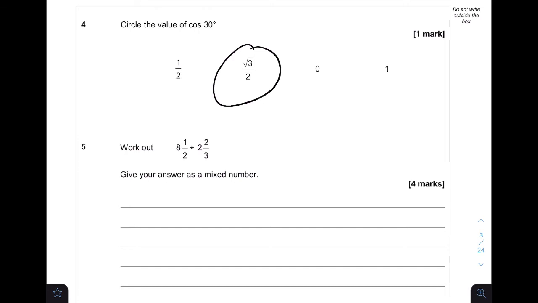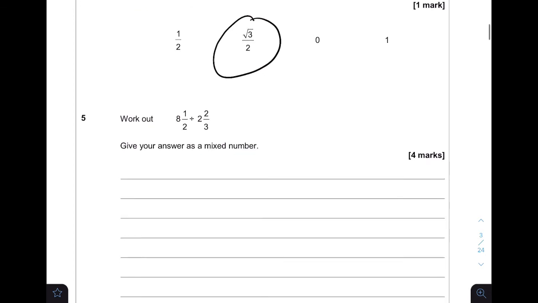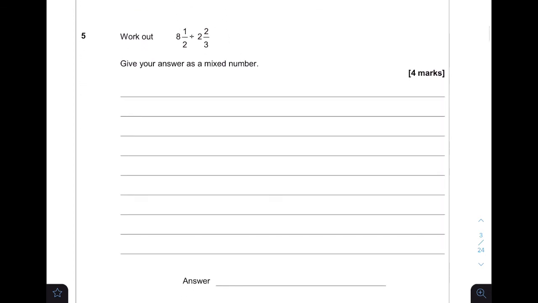Work out 8 1/2 divided by 2 2/3. Give your answer as a mixed number. So what is a mixed number? A mixed number is basically the format that the question's been given out in. The alternative to a mixed number is an improper fraction. But what you will have to do in this question is write it out as an improper fraction, do the division, and then once you get to the answer, simplify it as a mixed number, as that's the easiest approach, because trying to divide 8 1/2 by 2 2/3 as it is will be quite difficult.